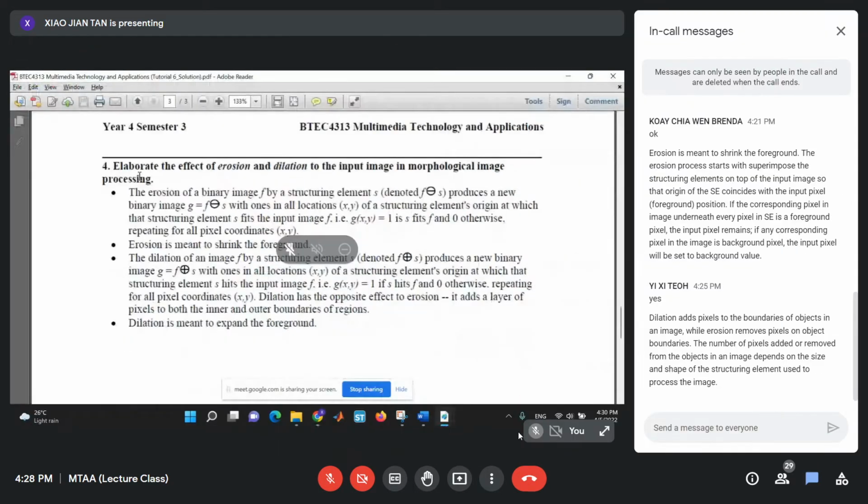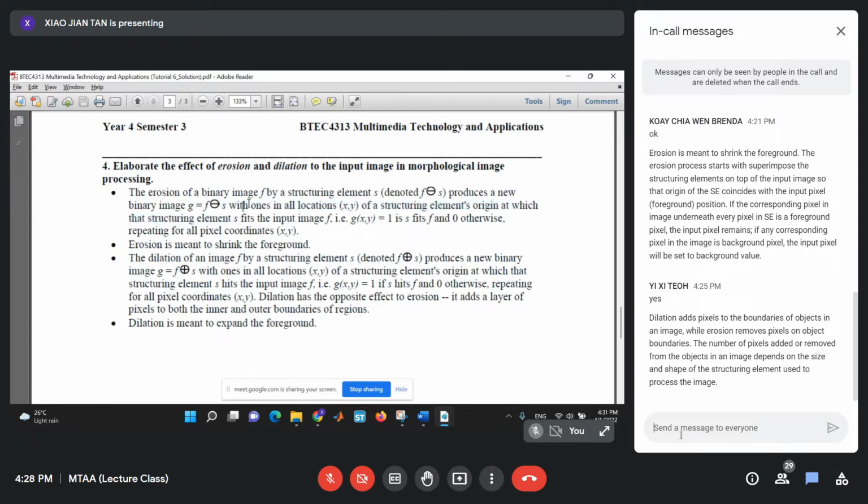Okay, the erosion of a binary image f by the structure element s, denoted f minus s, produces a new binary image which is g. You can use some other variable, but the most common variables are f, s, and g. G is the output, f is the input, and s is the structure element.